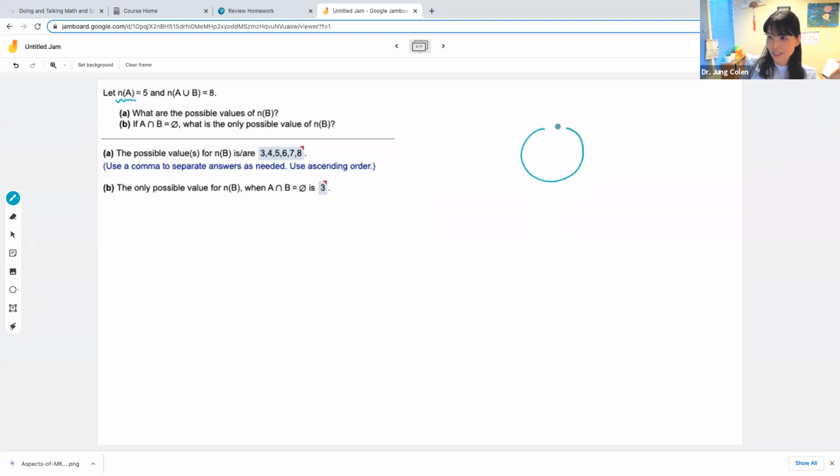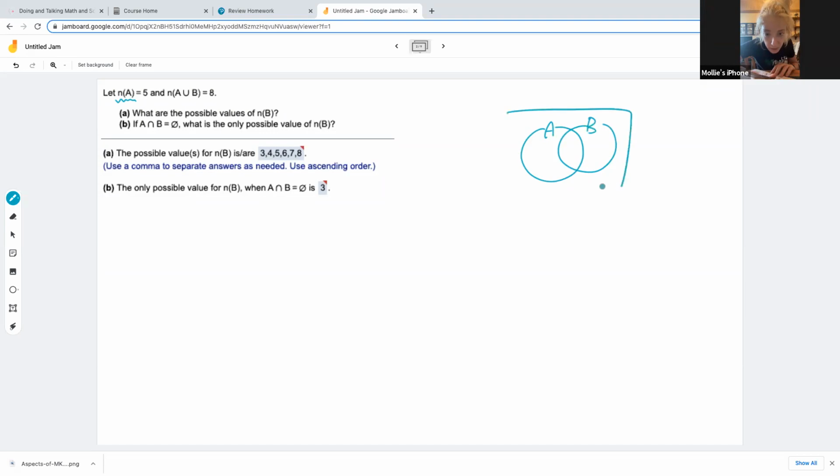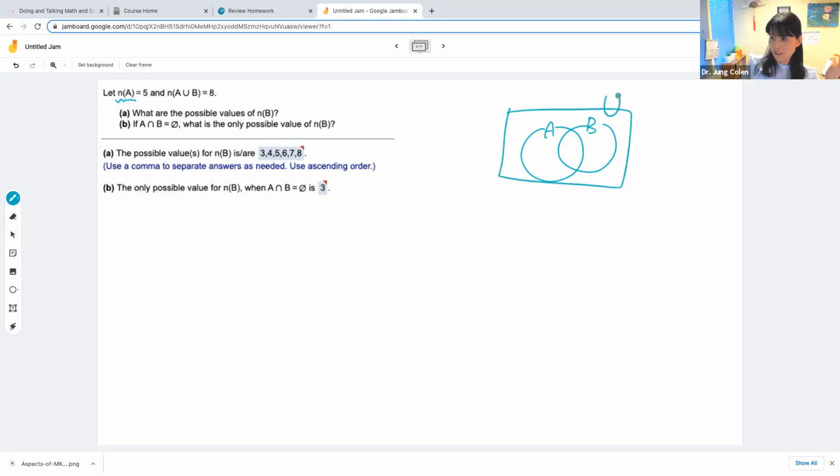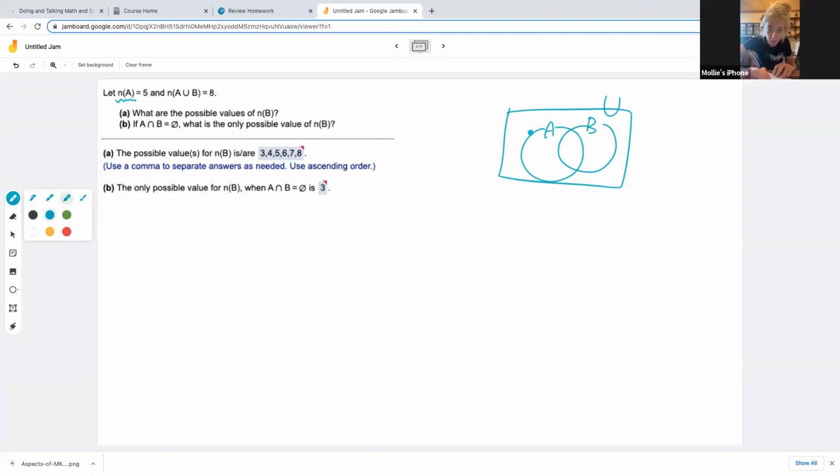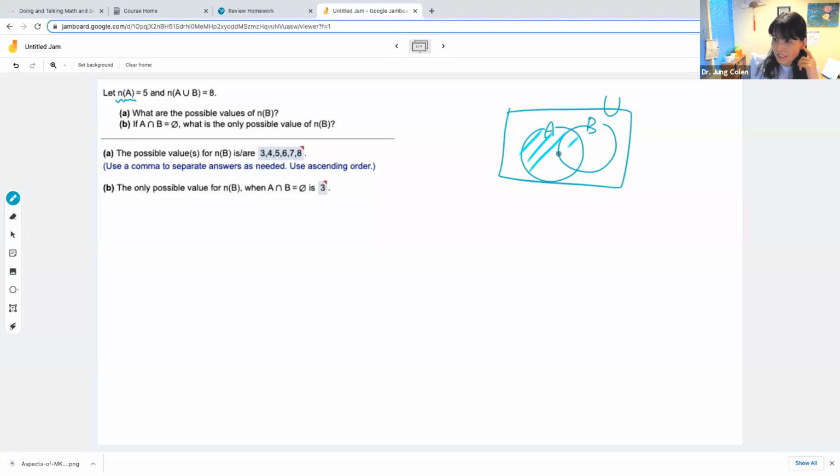Usually we use a Venn diagram like set A and set B, right? And that's the total set, the universal set. Then it says set A, number of elements in set A. So all of this together, if I use color there, number of elements in set A is 5, right? That's what it says here. So that is 5. There are 5 elements.